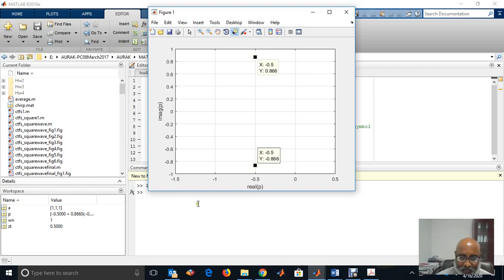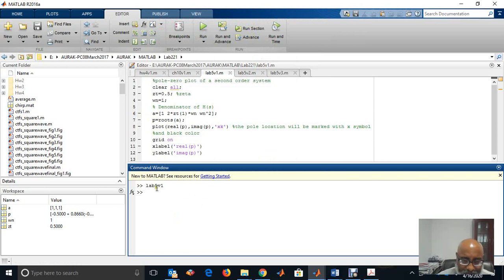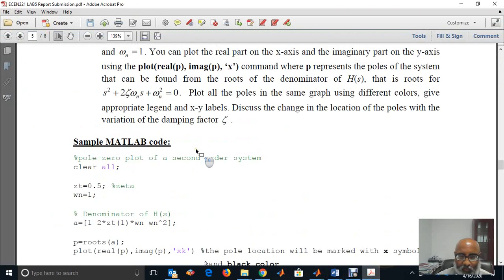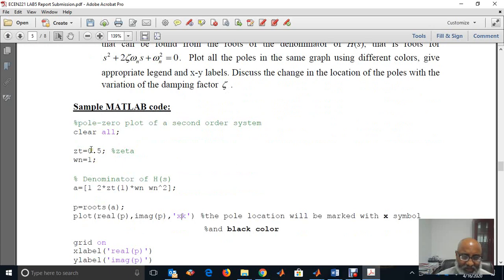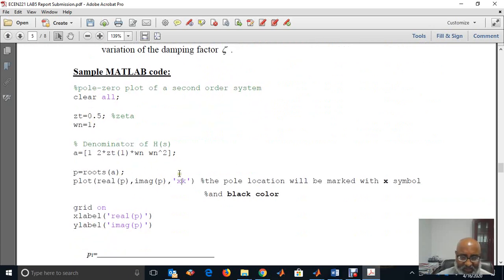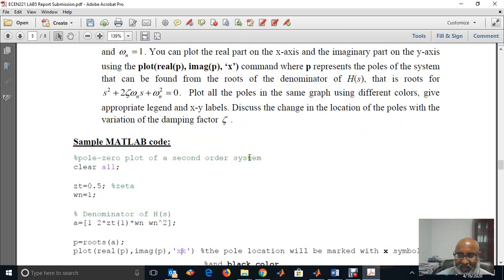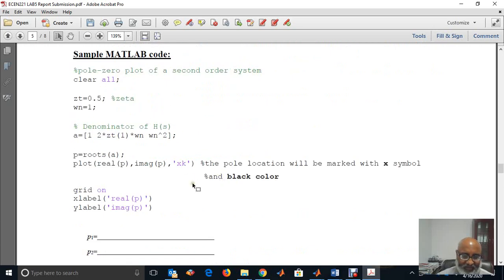Okay, so if I call the poles the roots P, here I have P. You see, one of the poles is minus 0.5 plus j 0.866. I and j are the same for MATLAB, you know, and P2 is minus 0.5 minus j 0.866. Okay, this is the first part about the pole zero plot, and you will do it for different zeta: 0, 0.2, 0.5, 1.2, minus 0. Very easy. You just replace zeta here, and you plot on the same plot with different colors, and you can see their behaviors and how the location of the poles changes when you vary zeta.